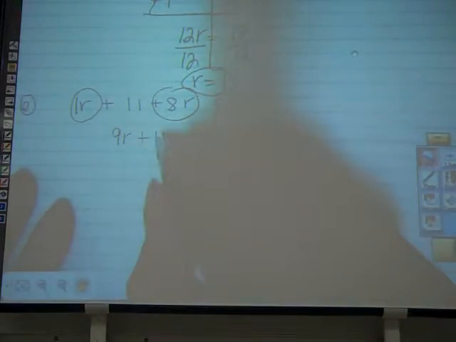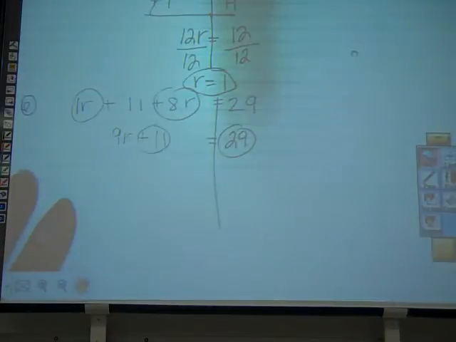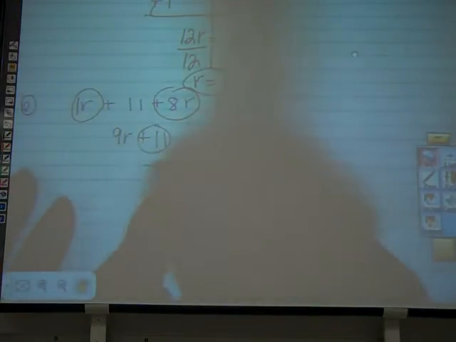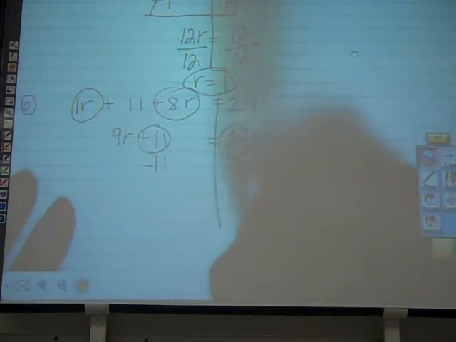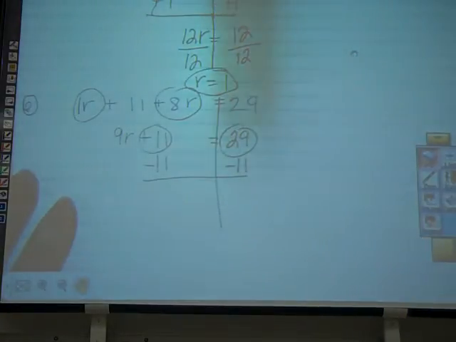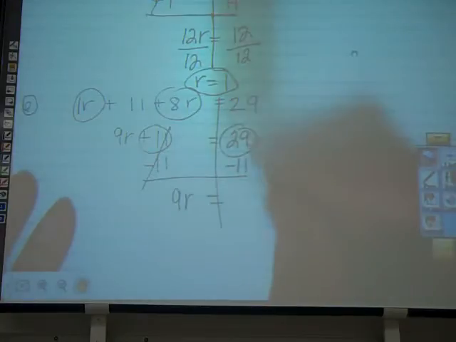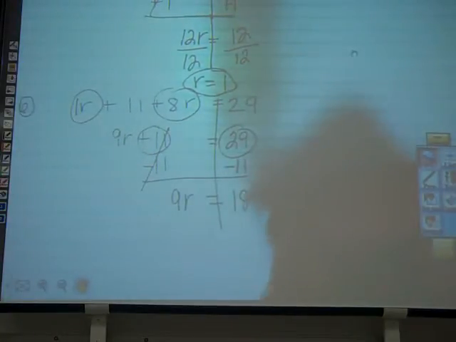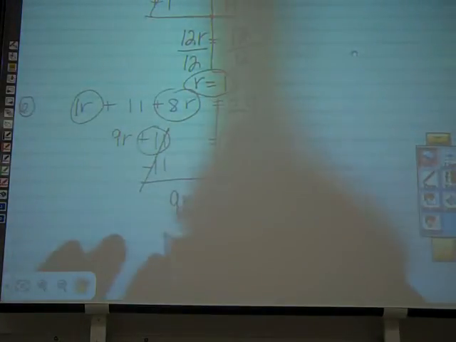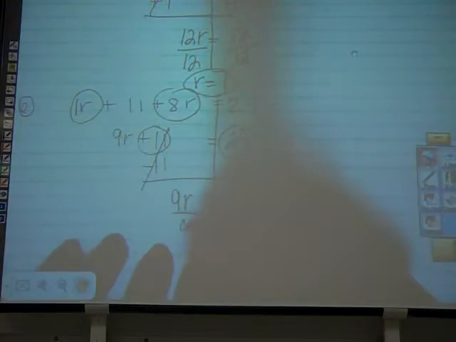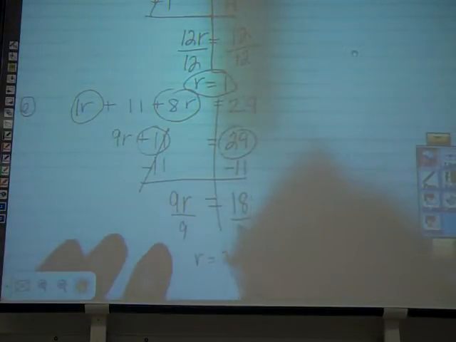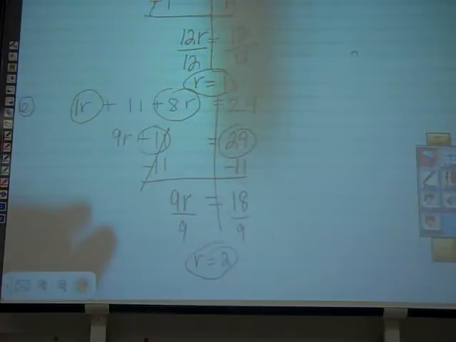Now circle your terms with no variables. We want to move the 11, so the opposite of adding is subtracting. We're going to subtract 11 from both sides. So we're left with 9r equals 18. Now divide both sides by 9, so r is equal to 2.